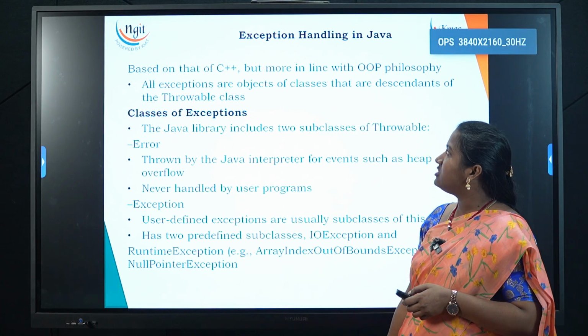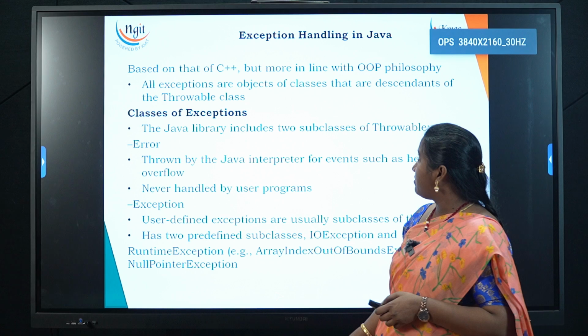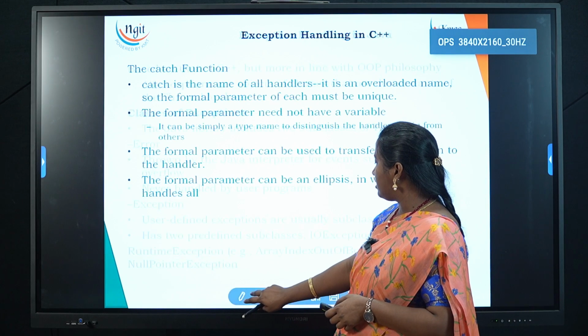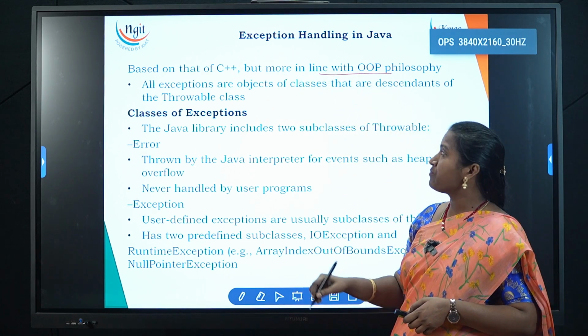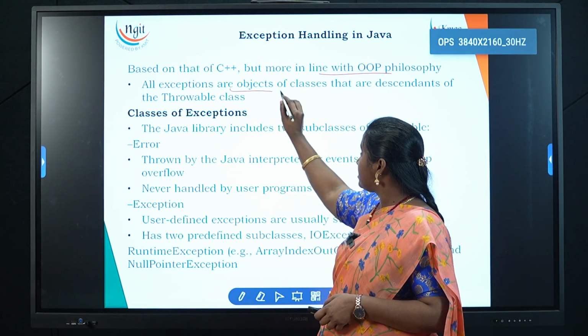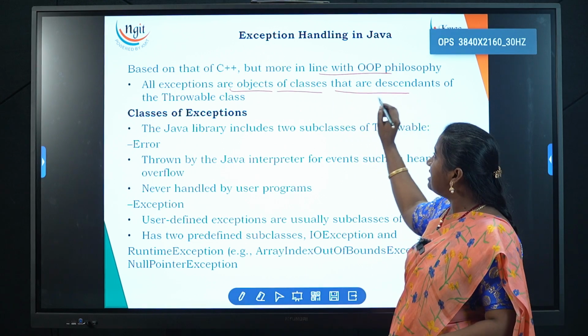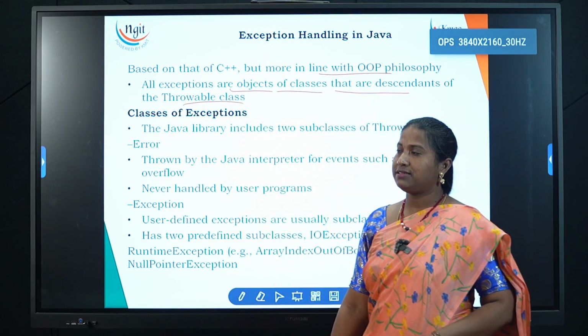Now let's look into Java, based on C++ but more in line with OOPS concepts. All exceptions are objects of classes that are descendants of the Throwable class.